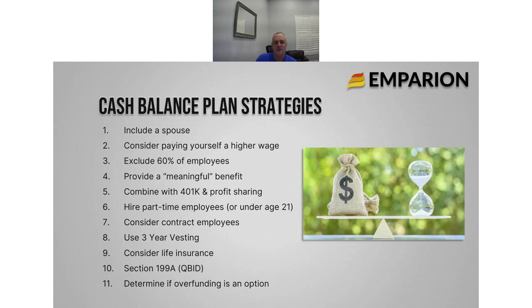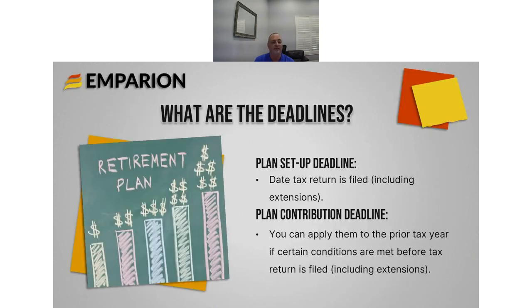Also, you can consider life insurance. There's different structures that can be done there. Section 199A QBID, there is a 20% qualified business income deduction. So something for you guys to consider talking about with your CPA. Also, you want to determine if overfunding is an option, okay? So there's definitely some ways that you can do it if your W-2 is a little bit lower and you want to get more in, or if you just had a great year. There are typically ways that we can structure them to get a much larger benefit. Obviously, that's something that we would do for you separately if we needed to.